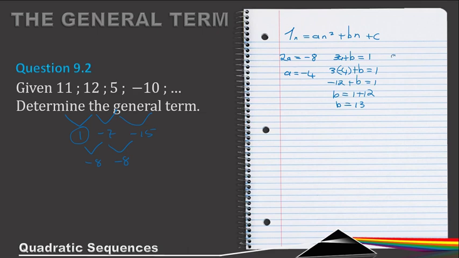And then finally, a plus b plus c is equal to the first term, which is 11. Substitute in a and b, -4 plus 13 plus c equals 11. And then c is equal to 11 plus 4 minus 13. So c is equal to 11 minus 13 is -2, plus 4 is +2. Okay, so Tn is equal to -4n squared plus 13n plus 2.